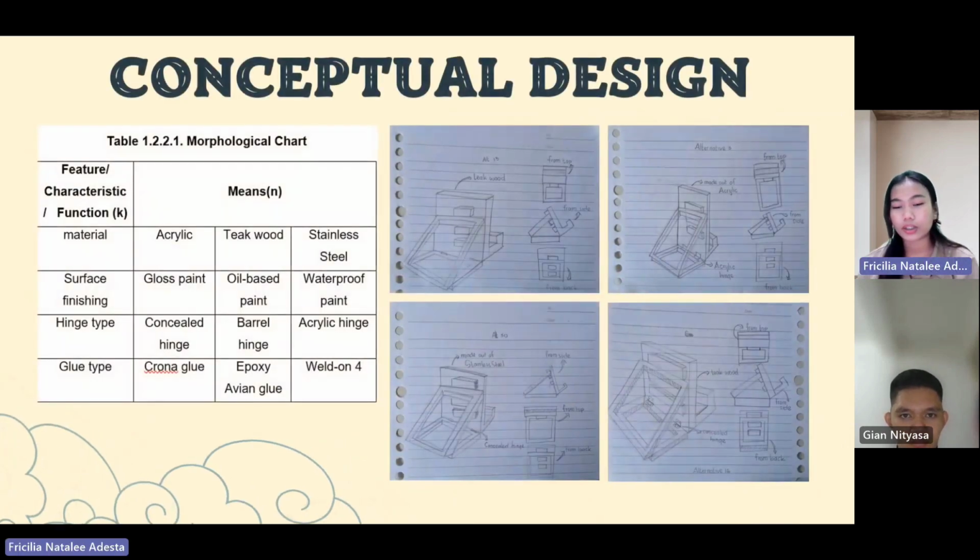So this is the conceptual design. We chose four alternatives out of 81 alternatives. All of them were selected based on morphological graphs. The alternatives used are 13, 3, 30, and 16. These four alternatives were chosen because of the combination that makes a phone holder more feasible than the others.